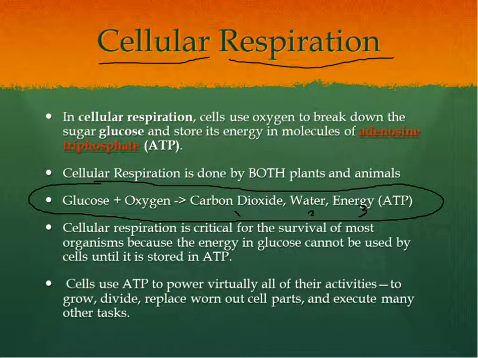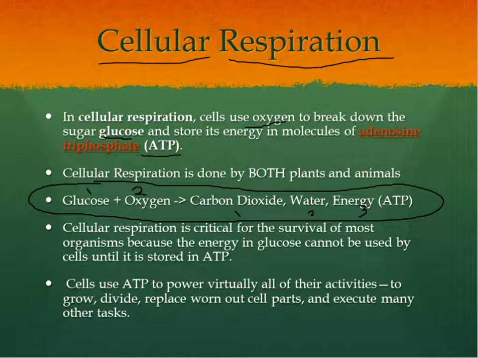Good news then, if you memorize one of the equations, all you have to do is flip it backwards for the other one. Glucose and oxygen are the two things that are needed. They're not made during cellular respiration, but they're needed to get started. Yep. And then in cellular respiration, cells use oxygen to break down glucose, remember, oxygen and glucose, to make carbon dioxide, water, and ATP, adenosine triphosphate, energy.